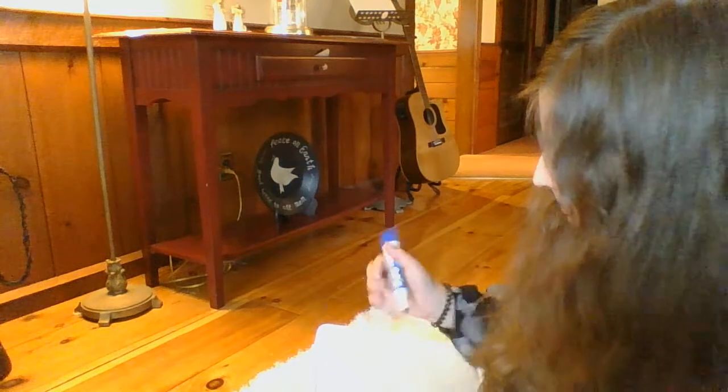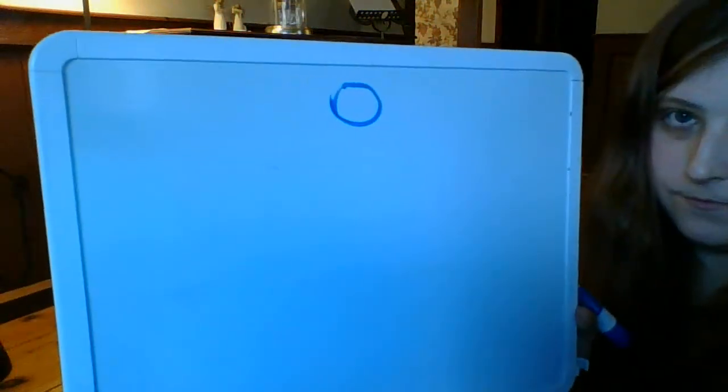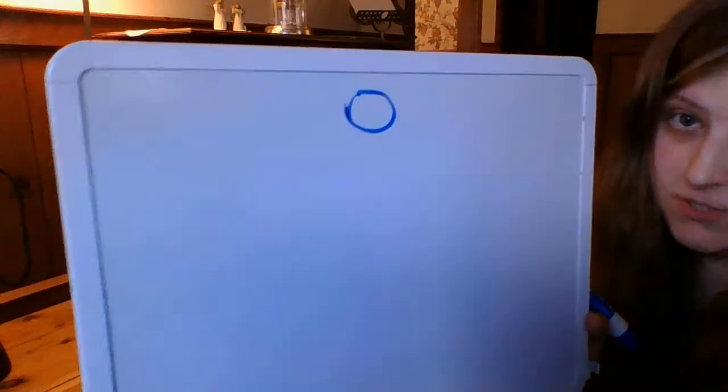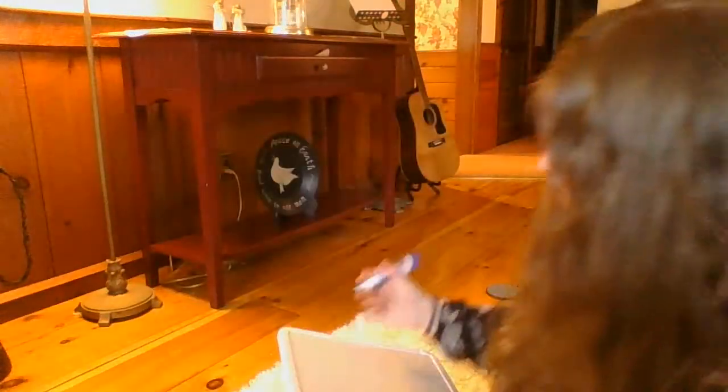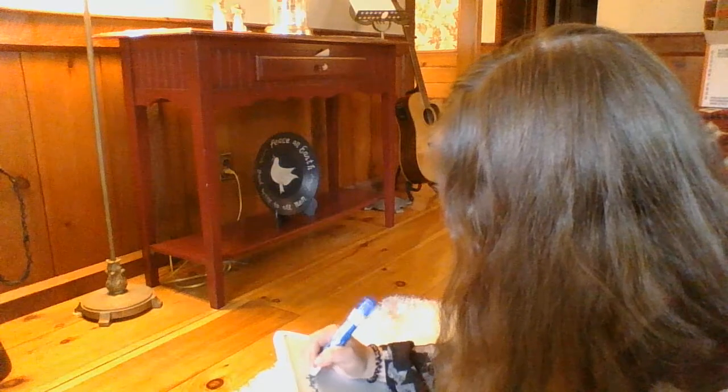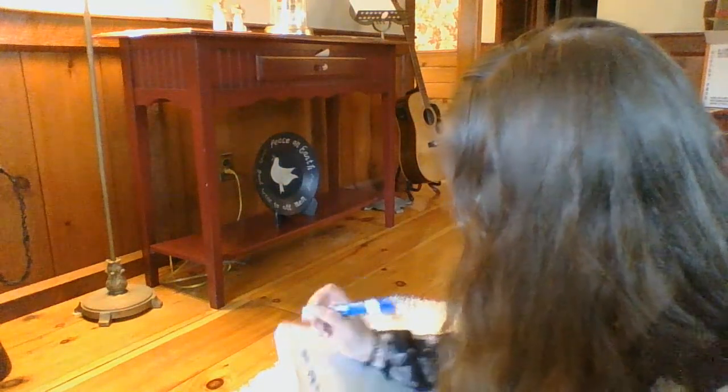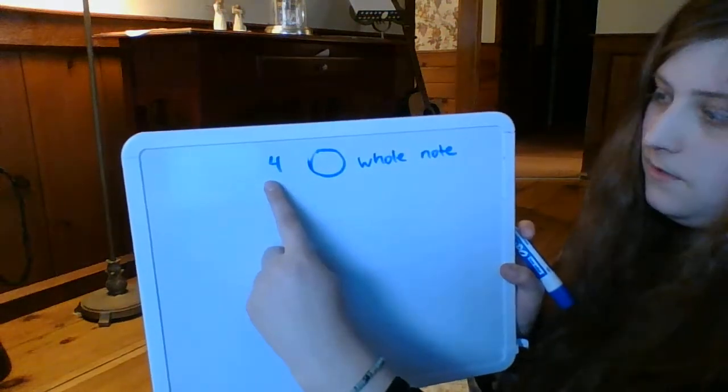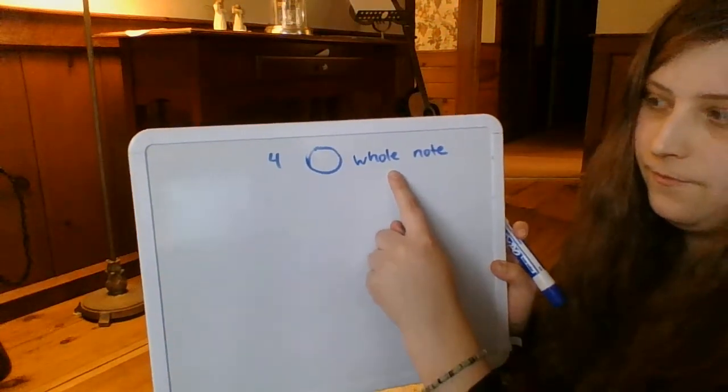Note values and note names. Here's a circle. This note is called a whole note. It gets 4 beats. Whole note.